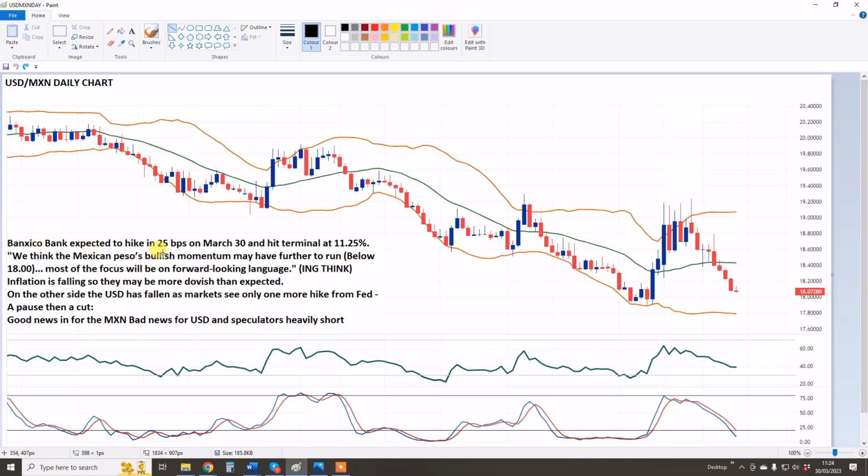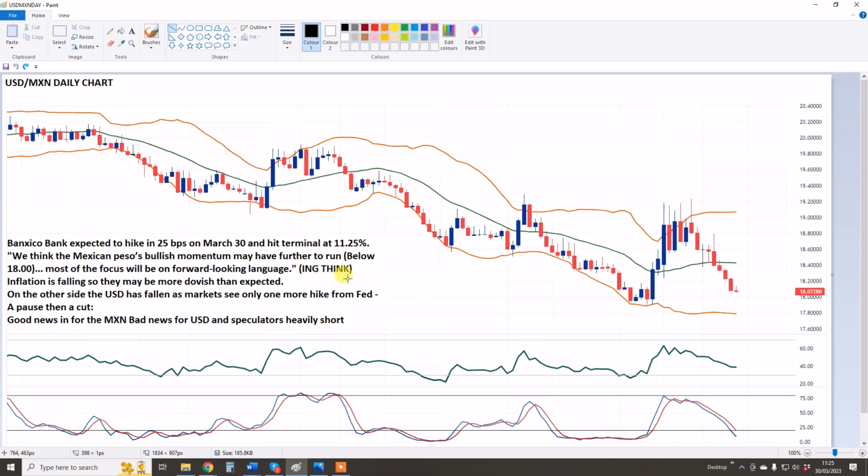Let's have a look at what's expected from the news event. Banxico, the central bank, is expected to hike 25 basis points, which will bring the interest rate up to 11.25. ING have done a quote. They say, we think the Mexican peso's bullish momentum may have further to run. They note it could go below 18, but most of the focus will be on the forward-looking language from the central bank. Where do they see interest rates going forward?